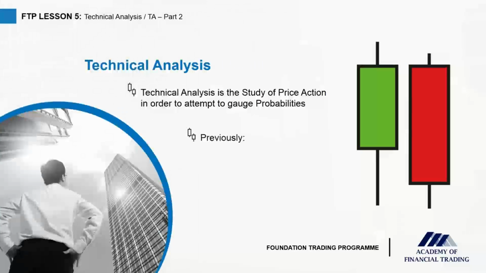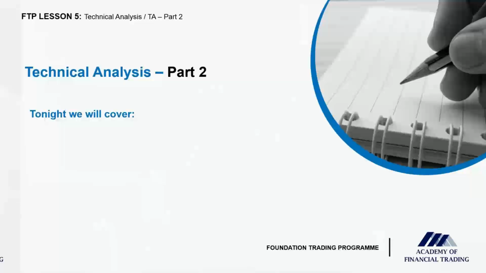We said that Japanese candlesticks are incredibly important for measuring high, low, open and close areas. Crucial information. So this evening, we want to build upon that. We're going to talk about support and resistance.